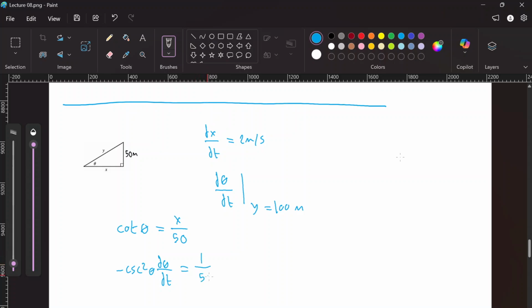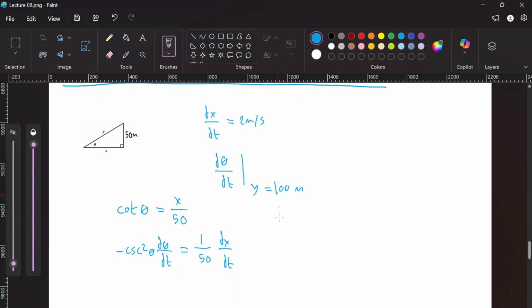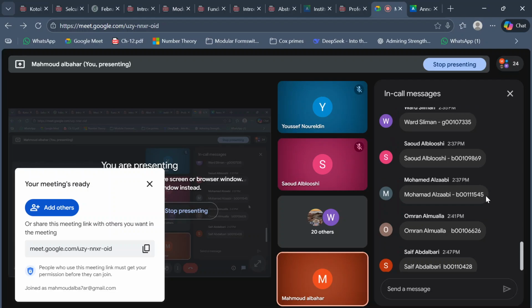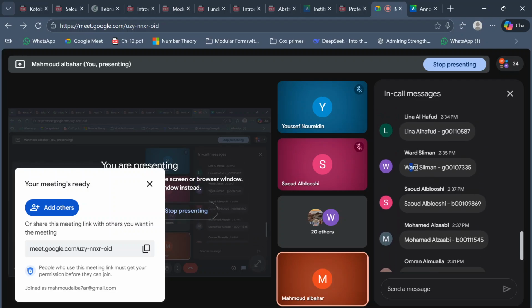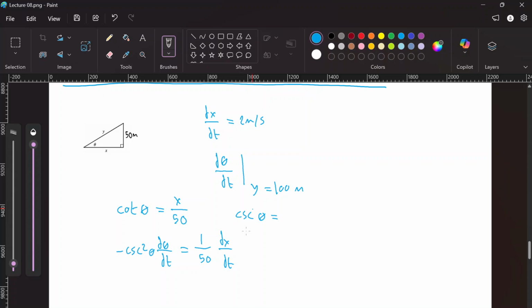1 over 50 dx over dt. We need to find cosecant, right? What is cosecant? Cosecant theta equals what? I think it's 1 over sine. Yes, 1 over sine, so it will be hypotenuse over opposite, right? y over 50. Thank you.